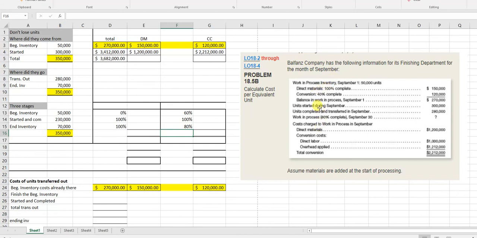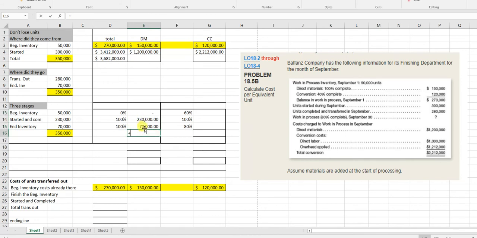So don't get these percentages backwards because they can't be the same. You finish beginning inventory. If 40% is already there, I did 60% this period, and if I started these, I did the 80% this period. So now I just multiply my numbers. 0 times 50,000, so I added no equivalent units for materials for beginning, and notice the other two are 100% because if I started them, I added them.